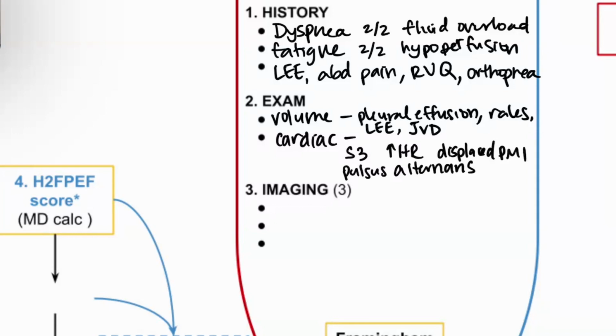All right. And then after you've done an exam, typically we go to labs, but in this case, if there's a suspicion for heart failure, we actually go right to imaging first. So there are three imaging studies that we typically get, and those would be chest x-ray, EKG, and echo. Here we're specifically talking about a TTE.